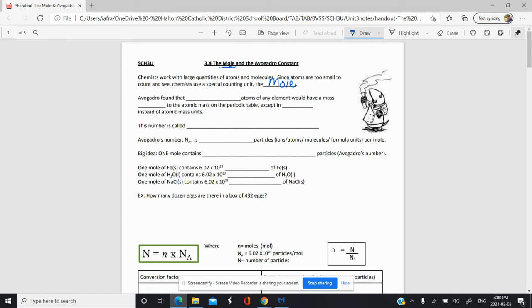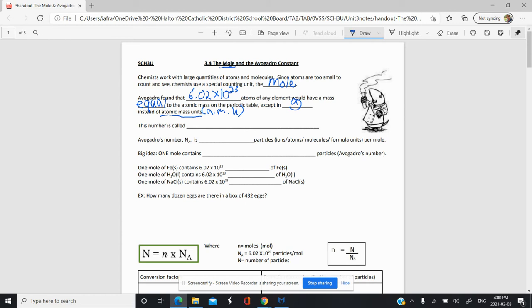Avogadro found that if you have 6.02 times 10 to the power of 23 atoms of a certain element, then that many atoms of that element would have a mass that's equal to the atomic mass in the periodic table, but in grams instead of atomic mass units, the AMU that we were used to seeing for one atom specifically. So if you have a mole of atoms of a particular element, you can find the mass of that mole by looking at a periodic table and looking at the mass there.